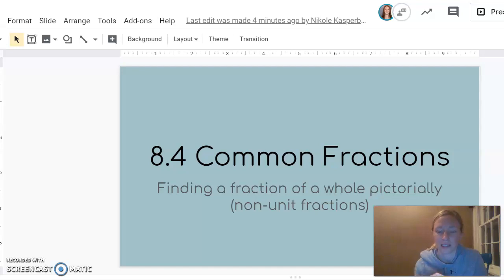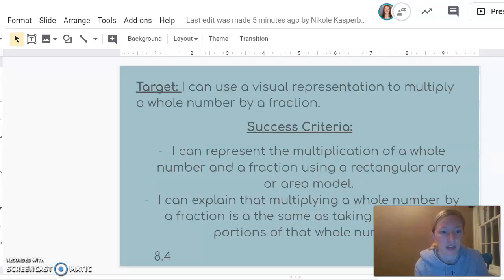Hi guys, you're going to do lesson 8.4, which is still common fractions. More specifically, it's finding a fraction of a whole pictorially. What that means is finding a fraction of a whole number, but being able to draw a picture or being able to represent what you know. So your target and success criteria, your target is I can use a visual representation or drawing to multiply a whole number by a fraction.